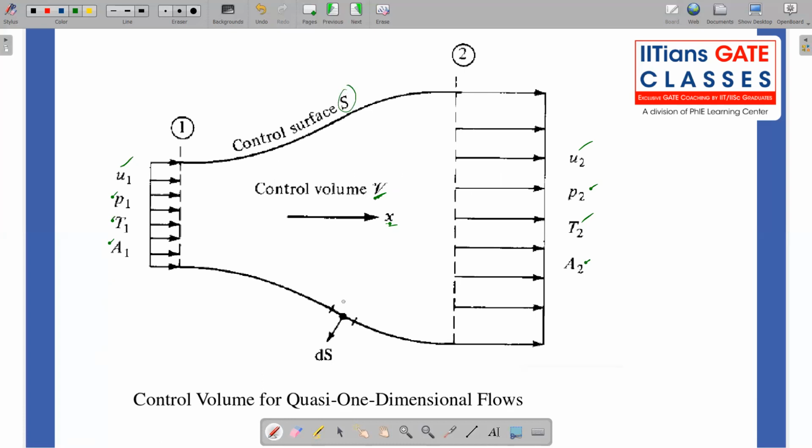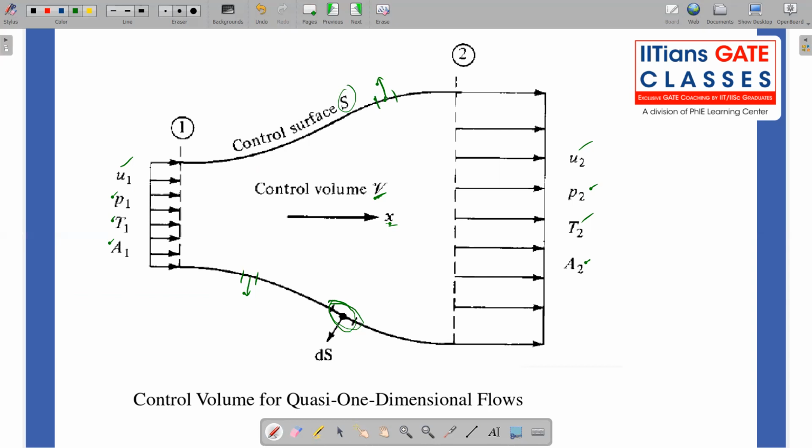So I have a tiny section of this control surface. If I take a differential section of this surface, I am denoting it as ds. This is a unit normal vector for this small segment of the control surface. Remember here, I am treating this area to be a vector, right? So this is my unit normal vector to this area. Similarly, I can draw the unit normal vector at any section, here also, for representation purposes. So this is my control volume.